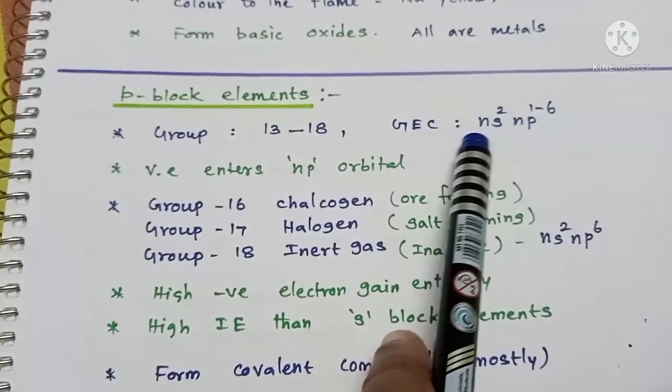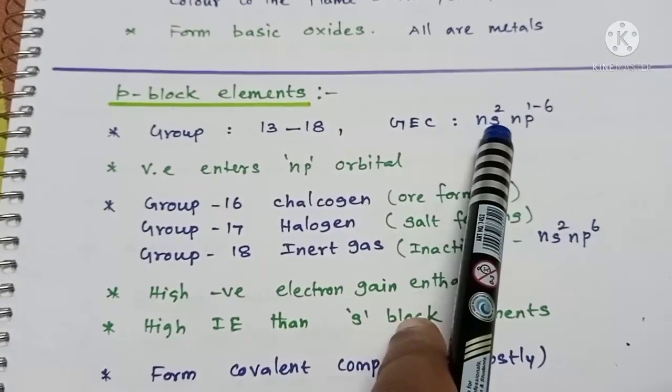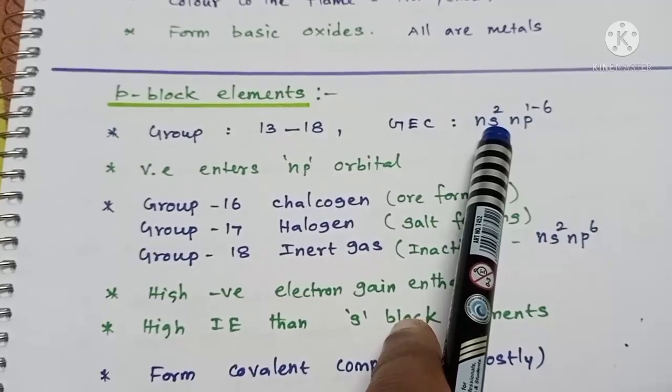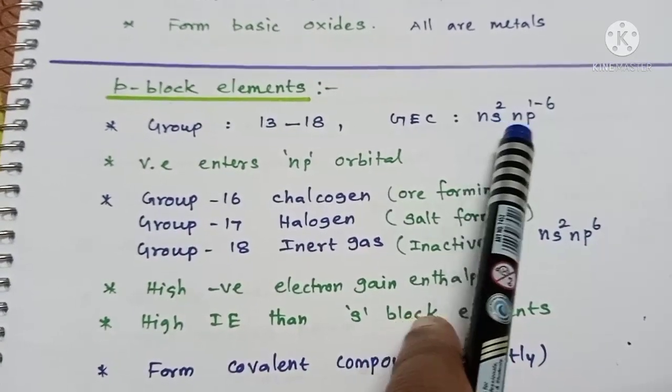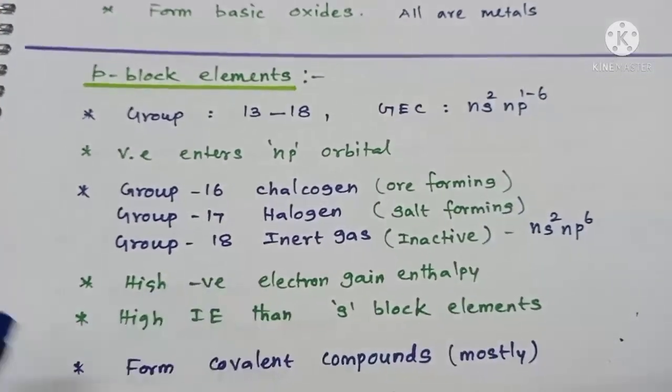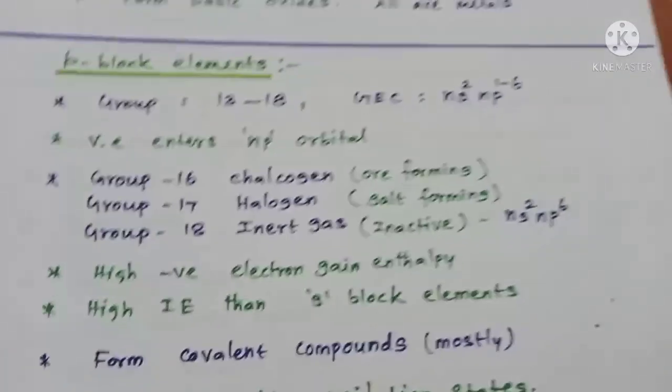That's why the configuration ns2, this s2 is common for all the six groups in p block. Only the p electron varies. Okay, right. Now some important groups in p block.